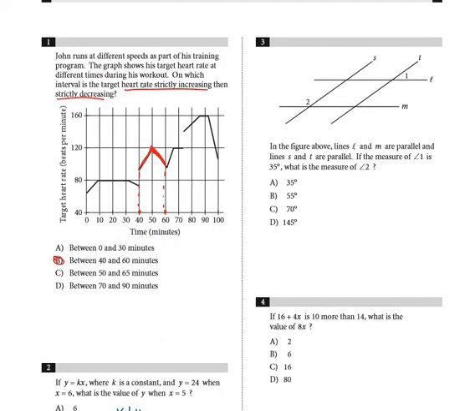Question number 3. In the figure above, lines L and M are parallel. Two lines. And also S and T are parallel. These two lines are also parallel. If the measure of angle 1 is 35 degrees, what's the measure of angle 2? So they want to know this angle here. Here we're going to use the parallel lines theorem. If two lines are parallel, then alternate interior angles are congruent, which means they are the same angles. Alternate exterior angles are congruent, and corresponding angles are congruent as well.